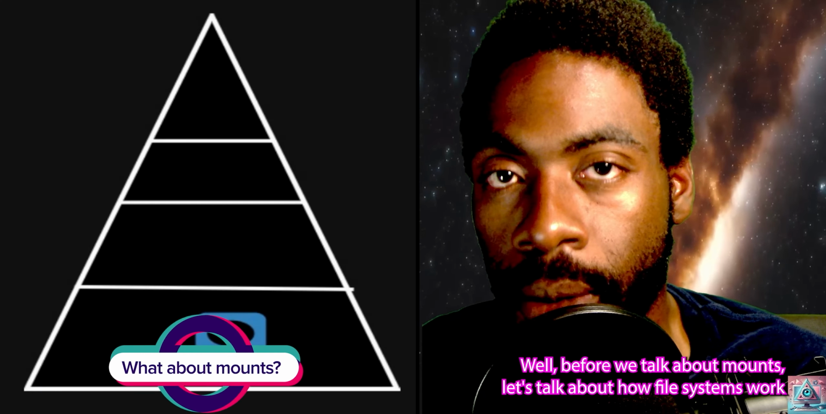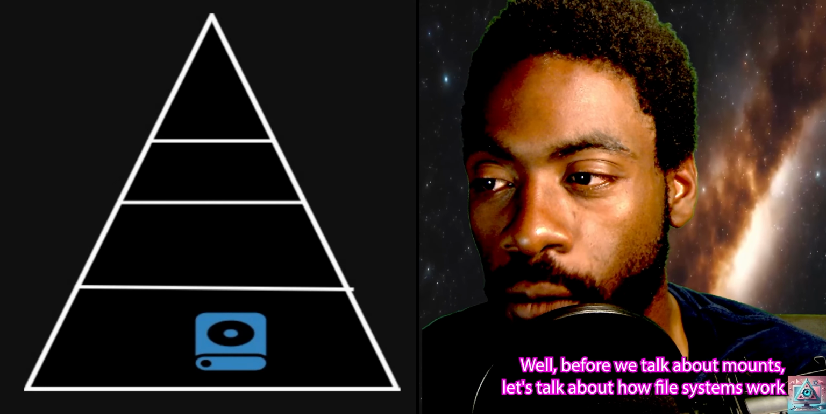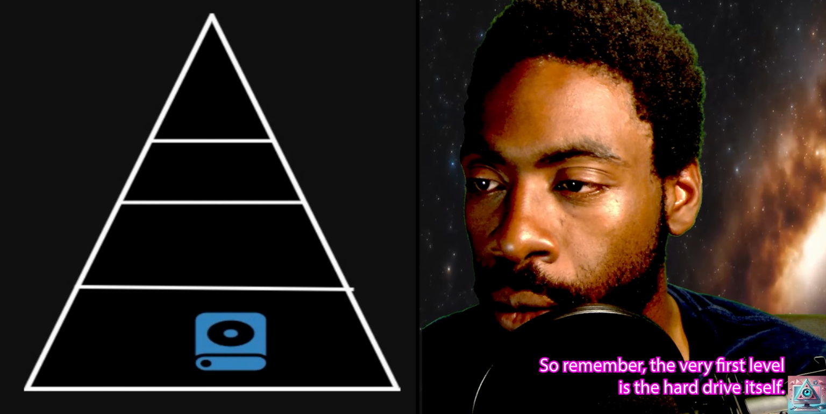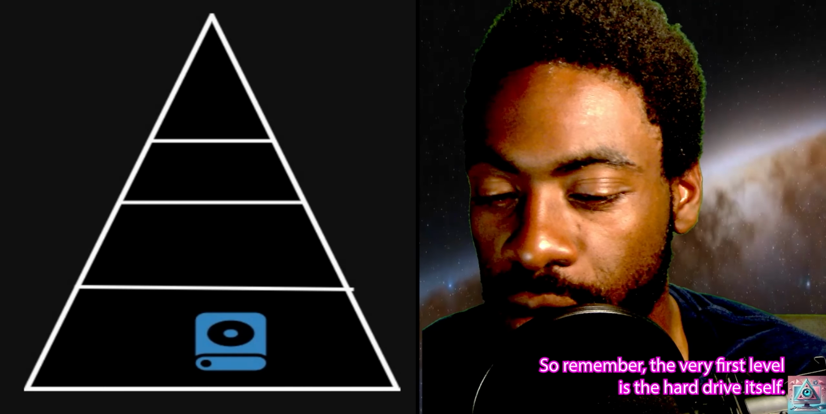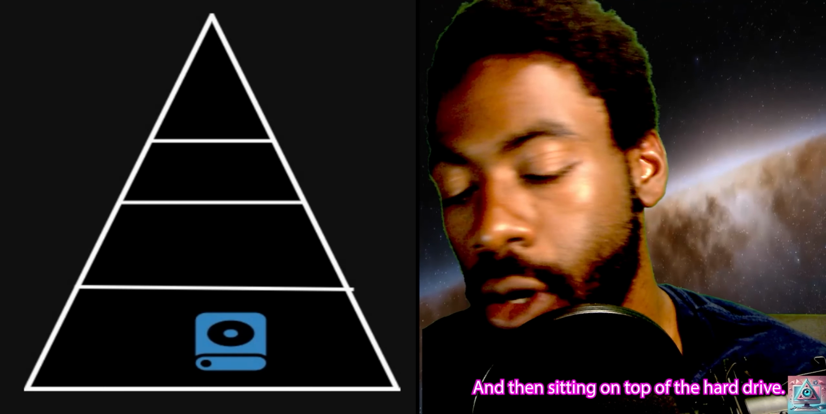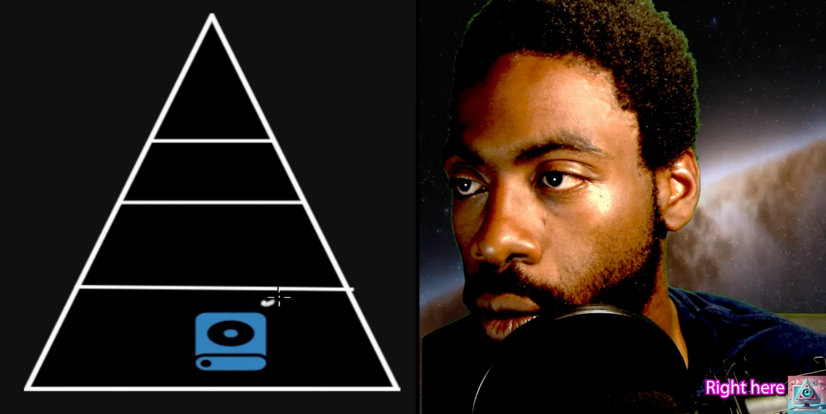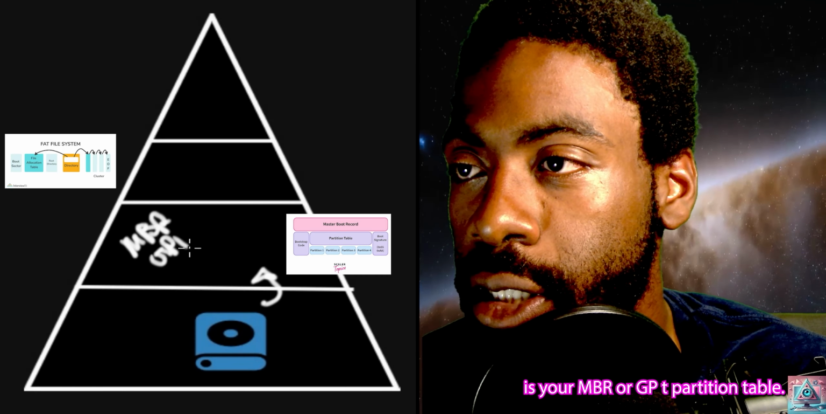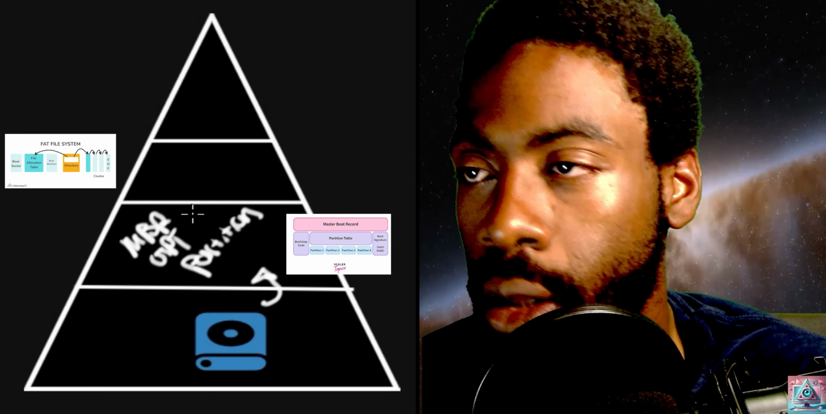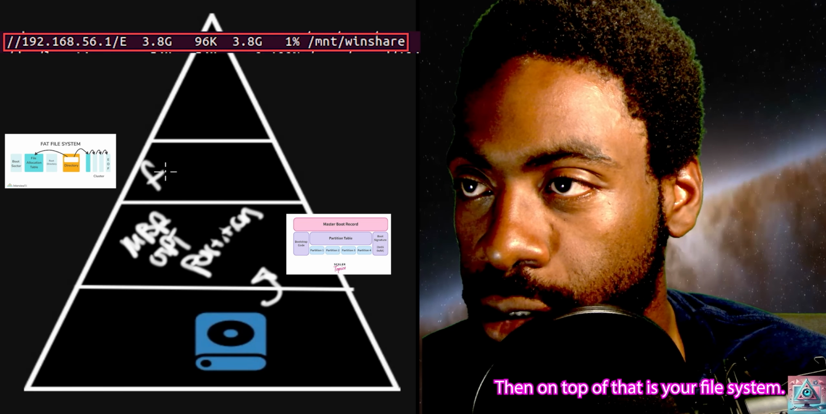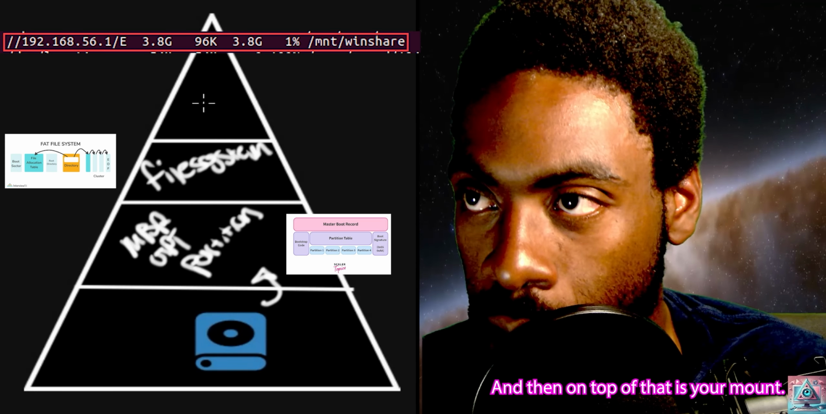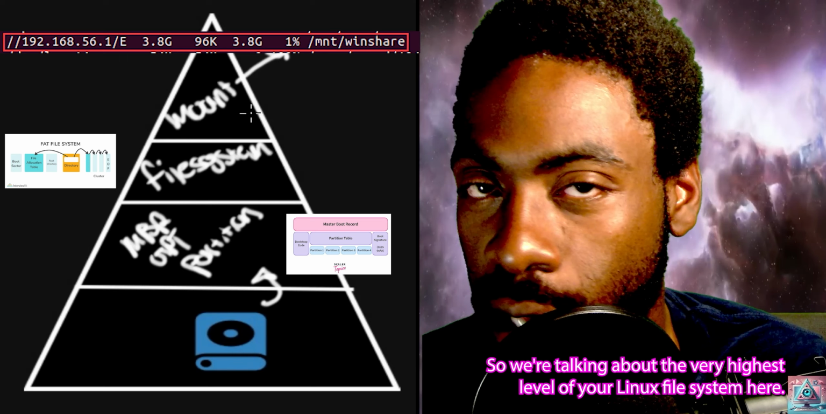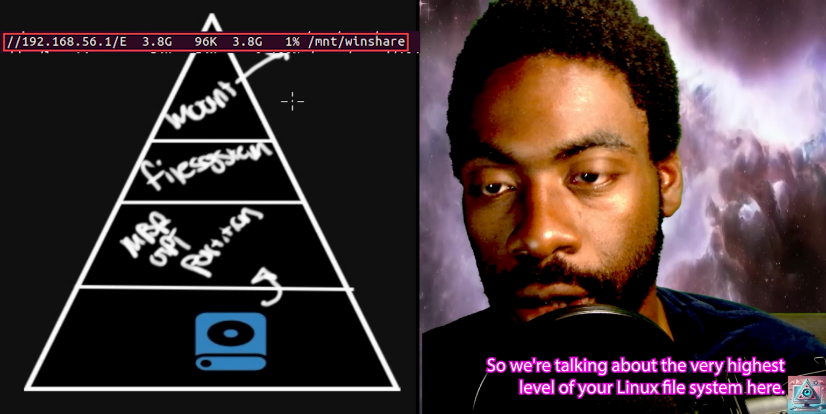Let's talk about mounts. Well, before we talk about mounts, let's talk about how file systems work, or how hard drives work. Remember, the very first level is the hard drive itself, and sitting on top of the hard drive is your MBR or GPT partition table. Then on top of that is your file system, and then on top of that is your mount. So we're talking about the very highest level of your Linux file system here.